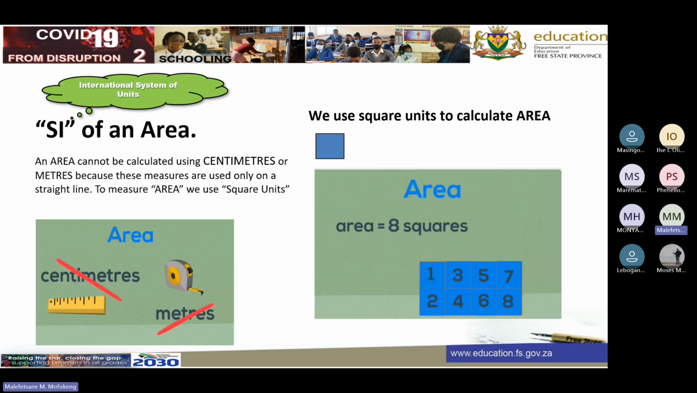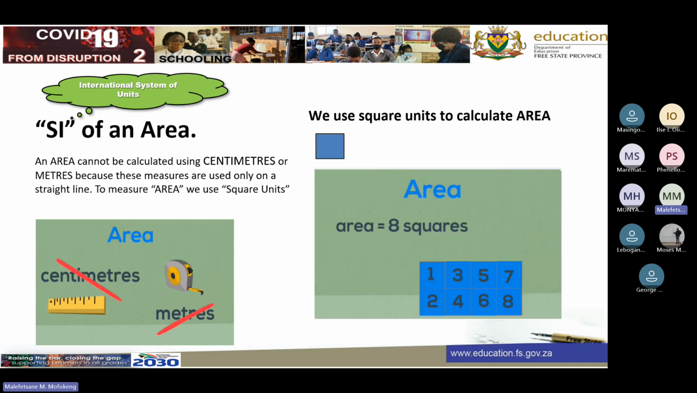Now, we use the SI unit of area, where SI is the International System of Units. An area cannot be calculated using centimeters or meters, because these measures are used only on a straight line. To measure area, we use square units. Here is an example of the area. When we measure area, we cannot use centimeters or meters, we only use squares. That's why on my right-hand side here, we use square units to calculate the area.